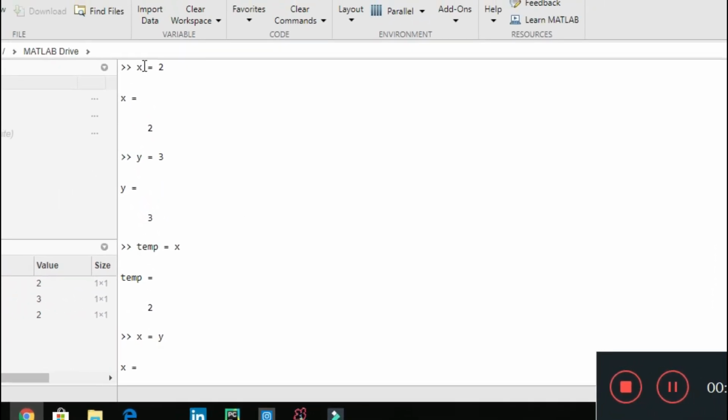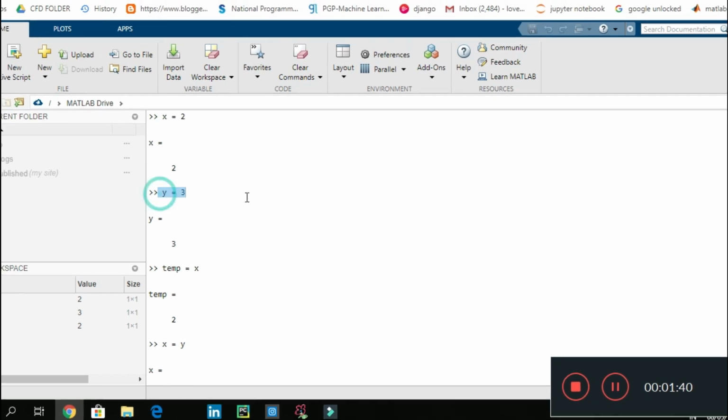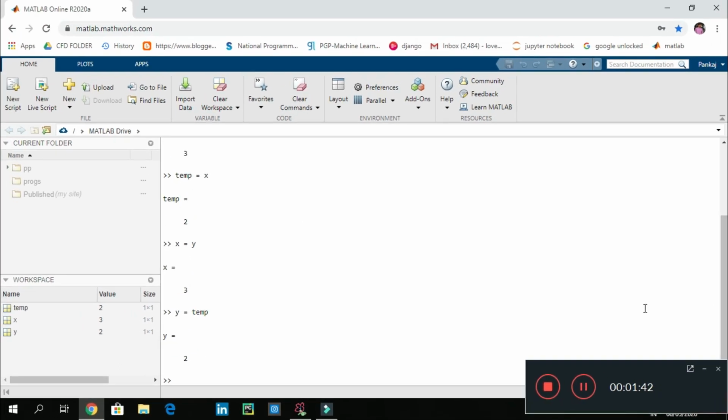At the start we have x equal to 2 and y equal to 3. Now we have x equal to 3 and y equal to 2. The two numbers are swapped. We know how to swap two numbers using a temporary variable. So how do we swap two numbers without using a temporary variable?